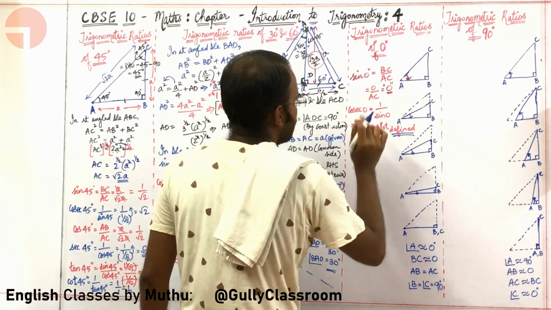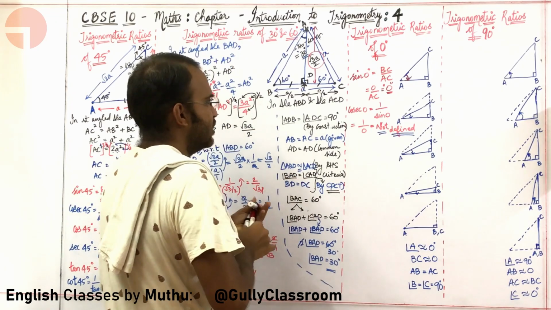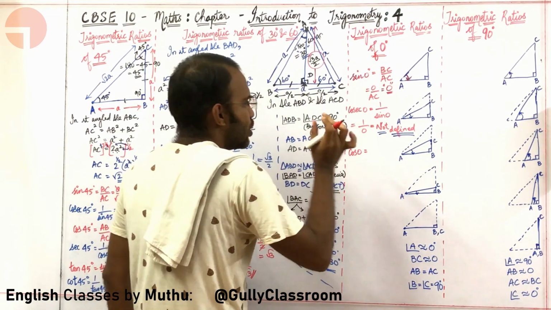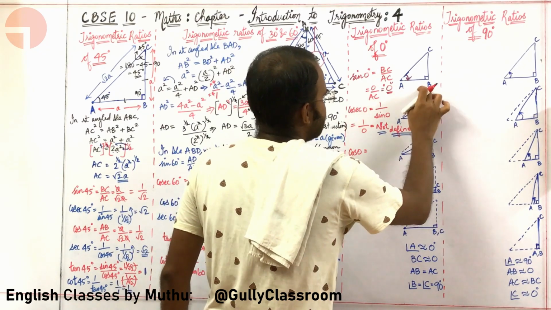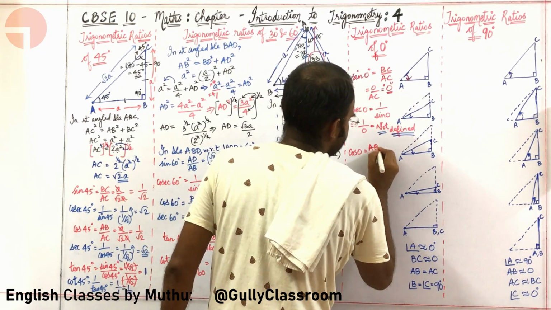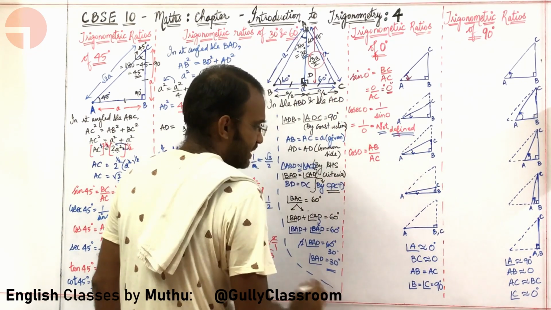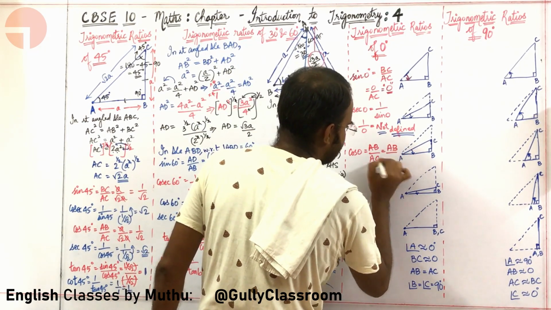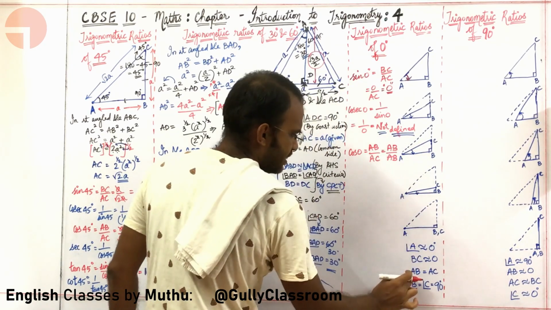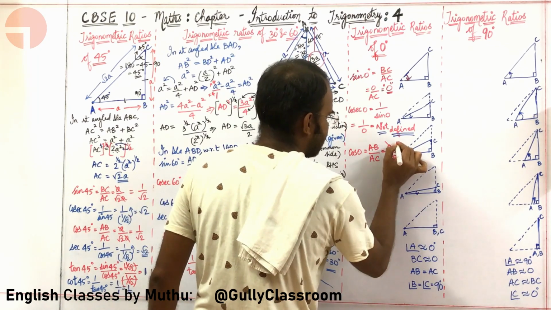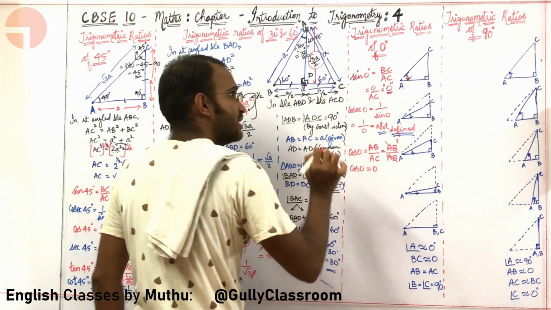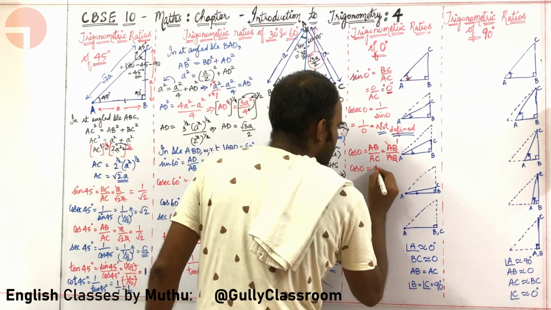Sin 0, cosecant 0. Let us find cos 0. What is the value of cos 0? Cos 0 is nothing but adjacent side by hypotenuse, which is AB divided by AC. But here AB and AC are of the same length. So I will substitute AC as AB, and simply cancel it. The value will become 1. So cos 0 is simply 1.